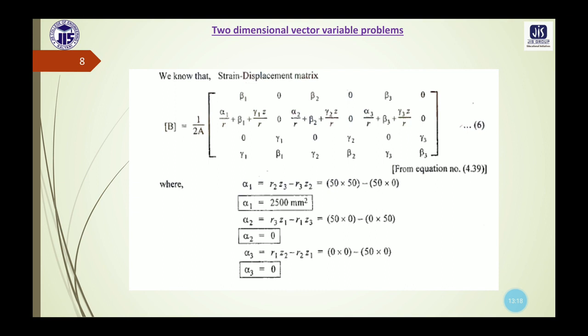Next we need to use the formula of alpha 2, which is R3Z1 minus R1Z3. So corresponding to node 1 and node 3 we need to put all those values, and finally we are getting the value of alpha 2 as 0. Next, the formula for alpha 3 is R1Z2 minus R2Z1. So putting the values of the coordinates corresponding to node 1 and node 2, we have calculated the value of alpha 3, and it is coming as 0.